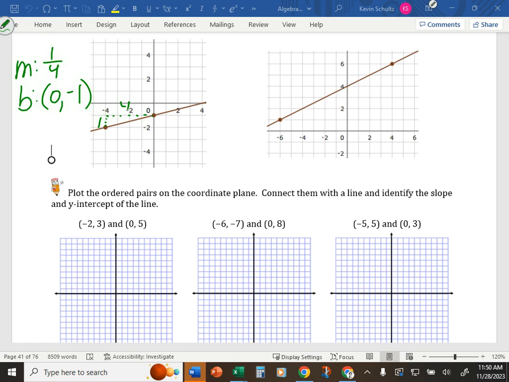The next one I'd like you to do on your own, again with the line given to you. With the bottom 3, you get some practice with plotting points as well. You have to plot the points. First one at (-2, 3). That's going to be right up here. And then (0, 5). That's going to be right there. You've created the line yourself. Now you find the slope and you find the y-intercept. Same thing as above, only the line's not provided for you.